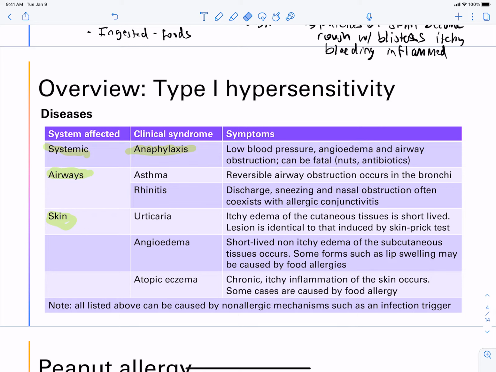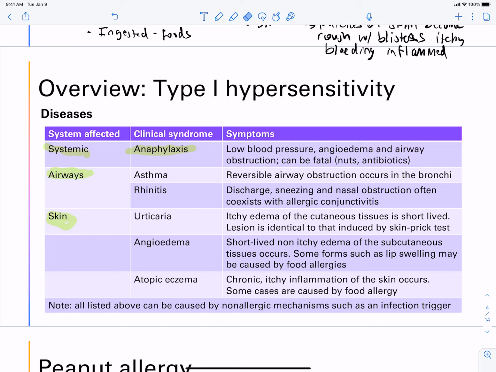Those that are going to be part of the airways are going to lead to our typical hay fever, or we can have asthma, which is going to be obstruction that's reversible of the bronchi. Rhinitis is what we typically think of as an allergic response, sneezing, watery eyes, etc. Urticaria is going to be itchy edema, and it's going to be very short-lived in the skin. This is going to be usually what you see when you do a skin prick test if someone's positive for an allergic reaction to an allergen.